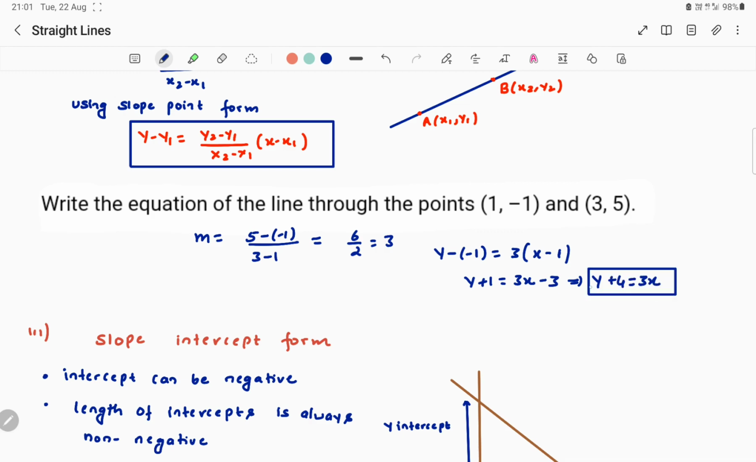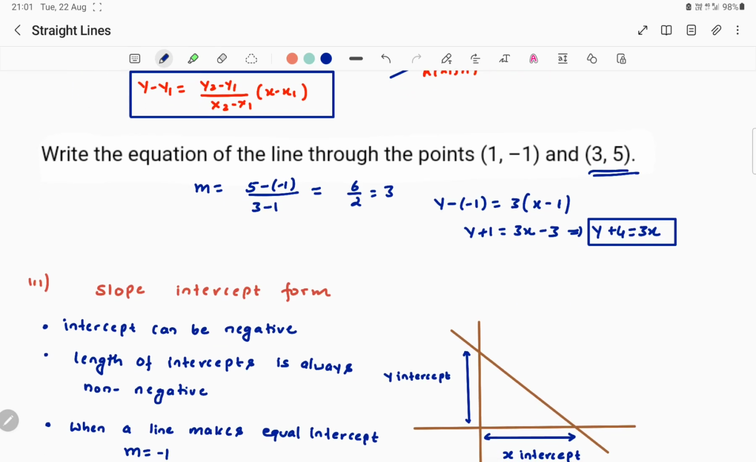Now somebody can have a doubt: what if I take this other coordinate? No difference will come, you can check it on your own, or let me do it. You can write y minus 5 is equal to 3 into x minus 3. When you simplify, you get y minus 5 is equal to 3x minus 9. When you bring everything to the left hand side, again you will get y plus 4 is equal to 3x.